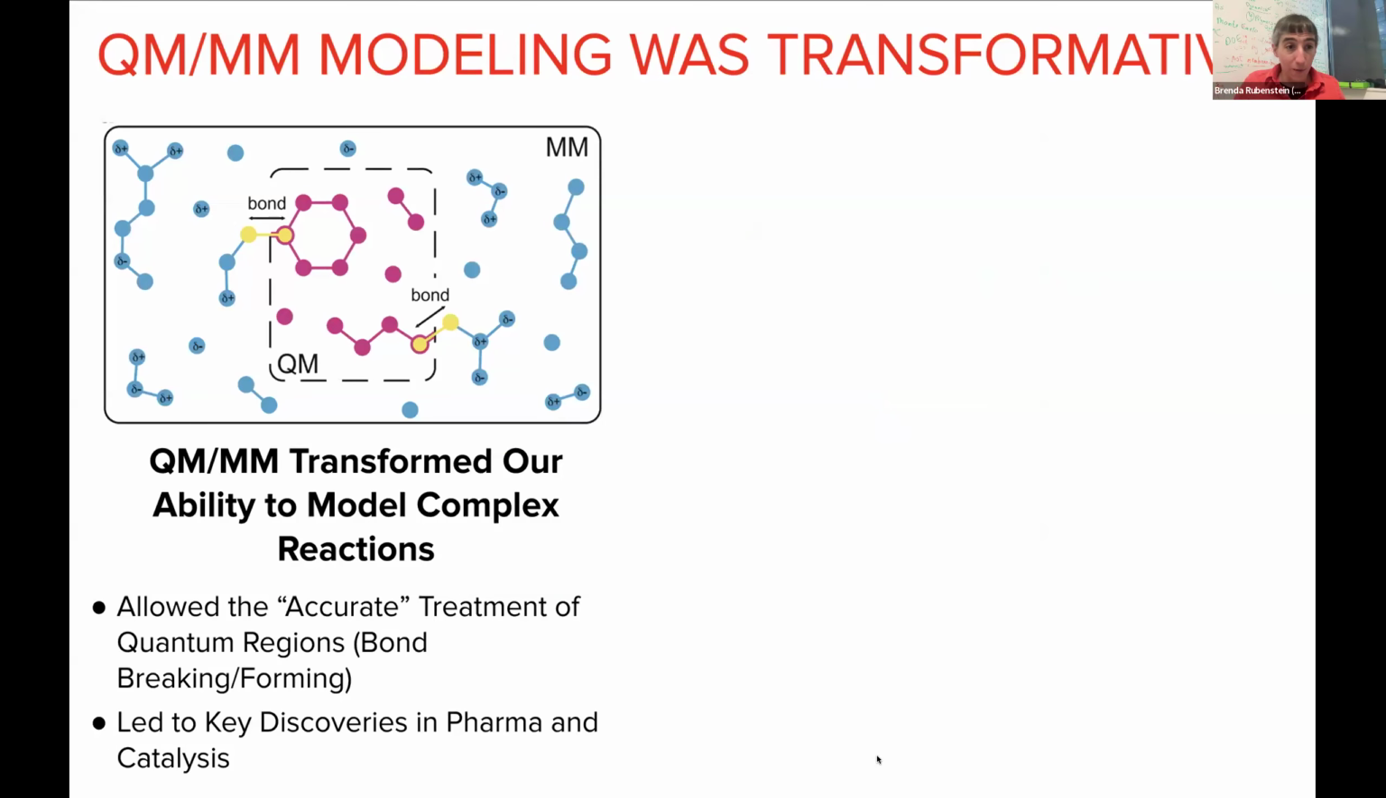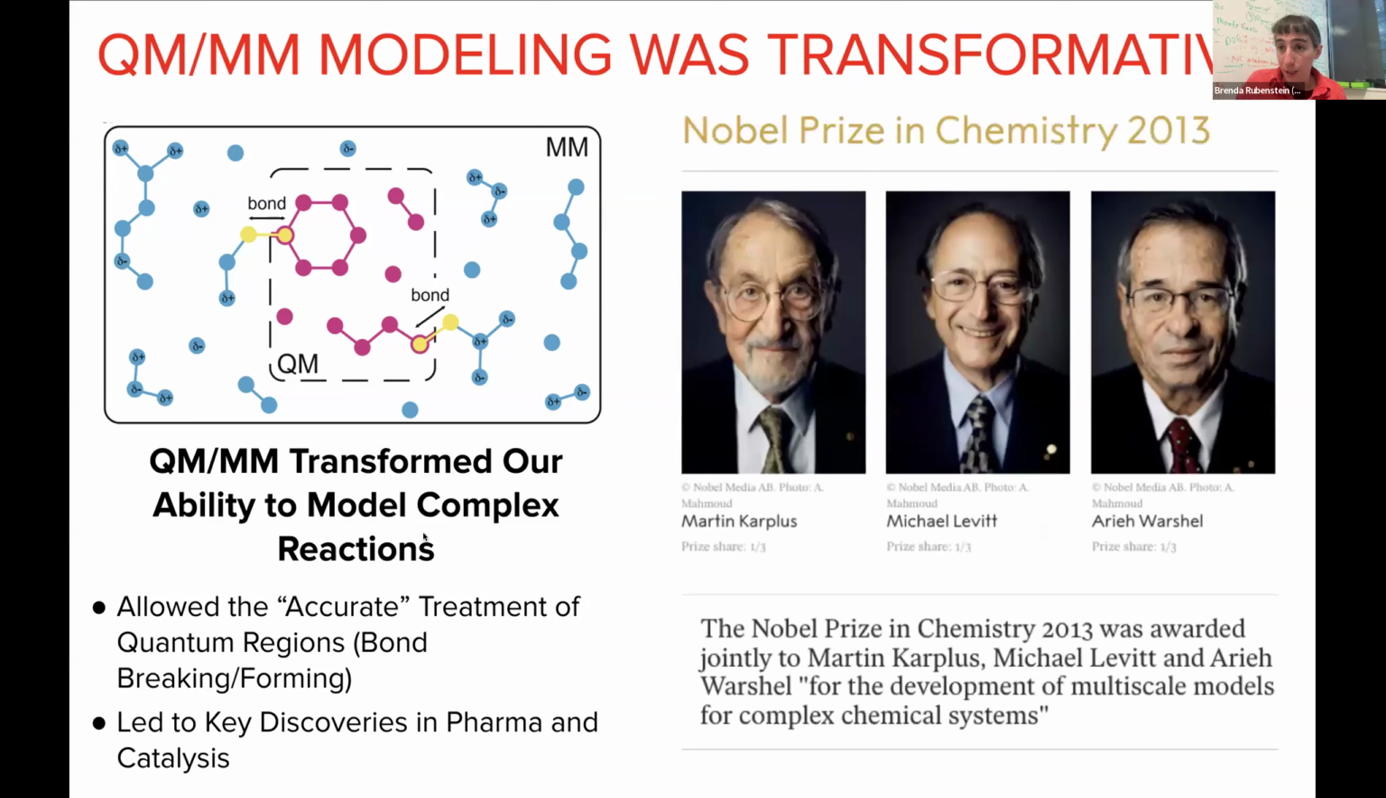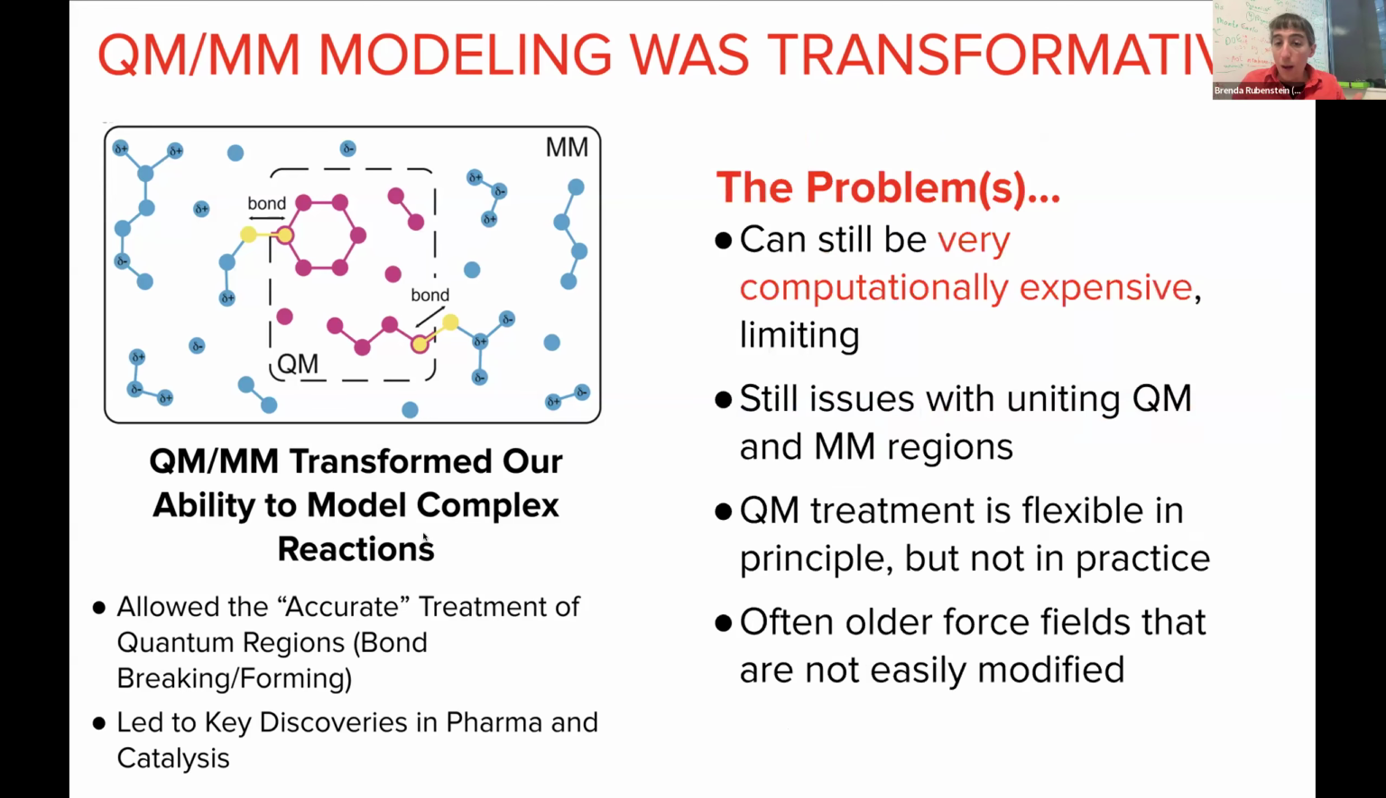As I was saying, for many years, people have thought about using QM/MM and used it quite successfully to model a variety of reactions. But the problem with QM/MM is not only that it's slow, but the fact of the matter is that it's actually very hard to define these QM regions.